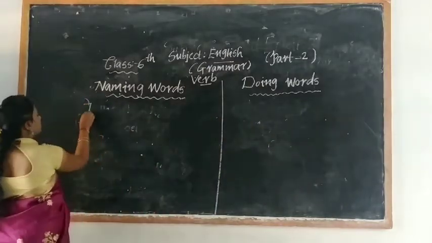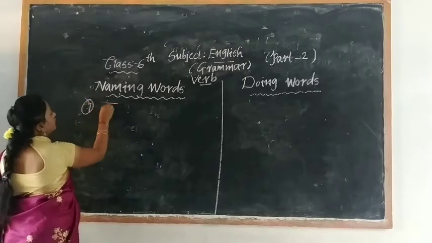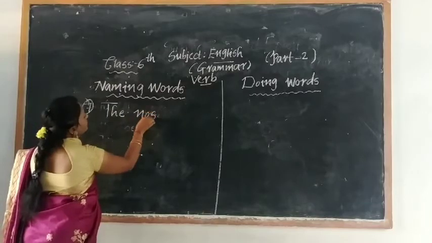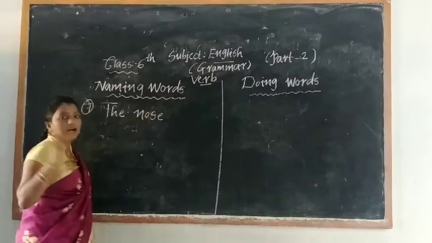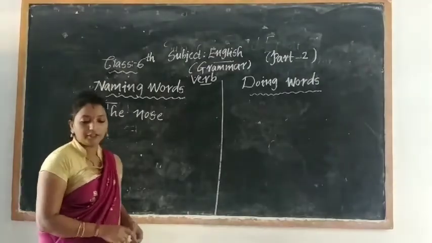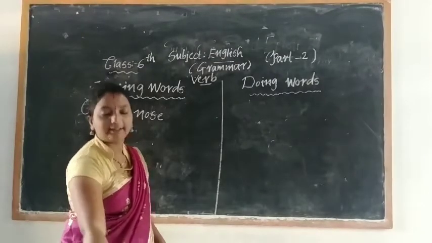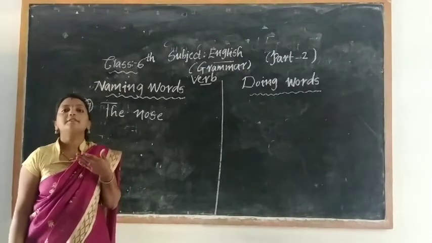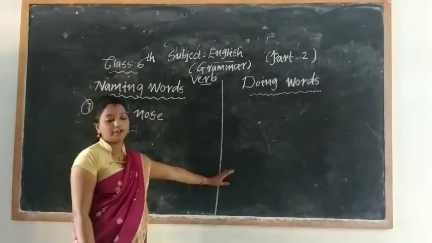Next, the nose. The nose is a naming word. You have to write it. What do you have to write? You have to write the doing word. Here we can see the nose doing what? Smells. What will the nose do? Smells. So it is a doing word.